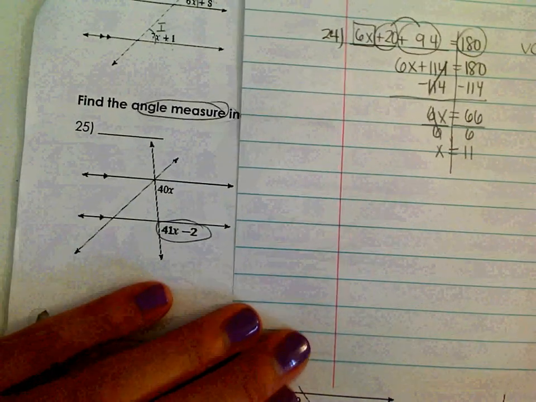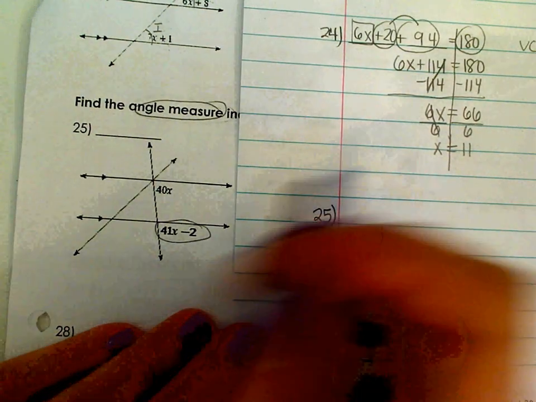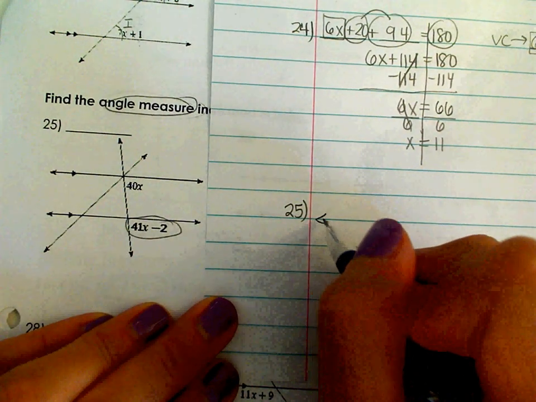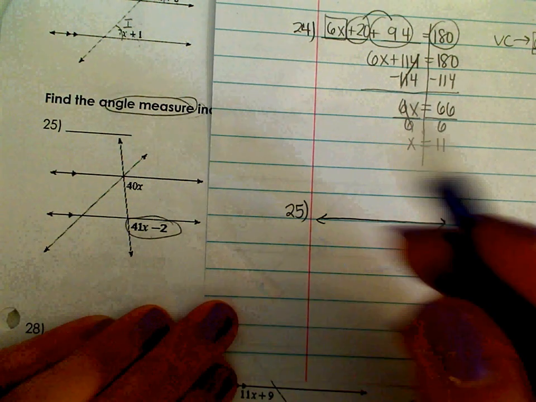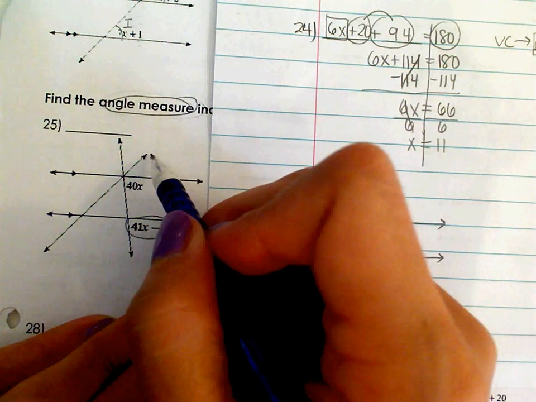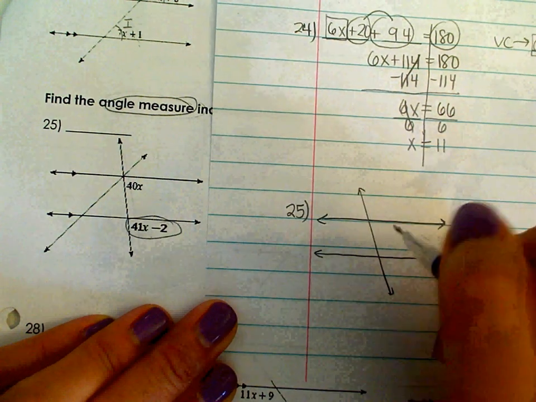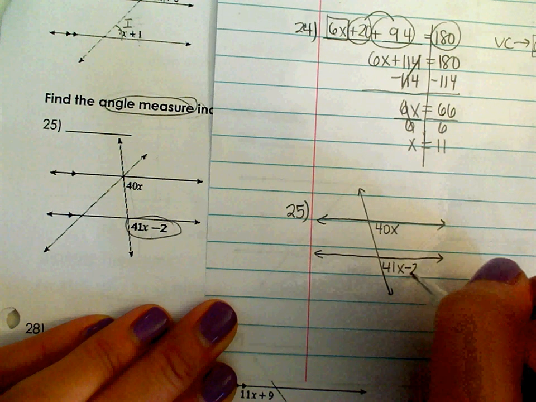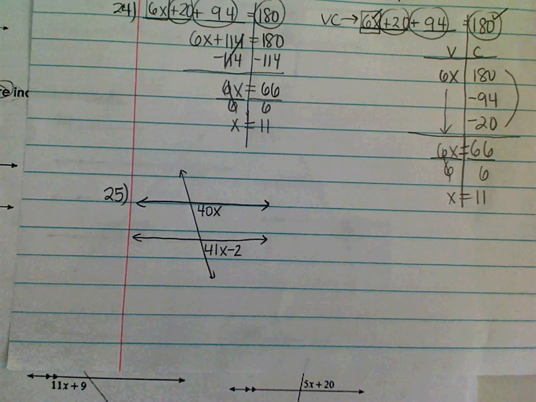All right, number 25. I don't need all that, but I do see 4x underneath this parallel line, so I'm going to draw that one. And I see this parallel line with the 41x minus 2, so I'll draw that one. And I need this transversal for that, so I'll draw this transversal for those angles. So I have a 40x, 41x minus 2.